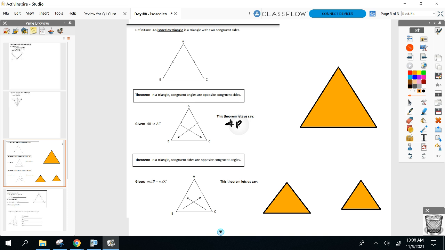to angle C. All right, if the sides are congruent, so are the angles opposite. That's the big thing for today. If the sides are congruent, so are the angles opposite. I want to make sure we are clear. It is not always the bottom angles.